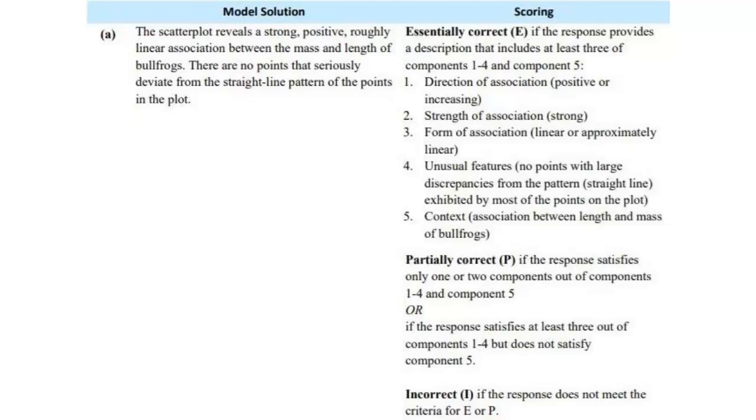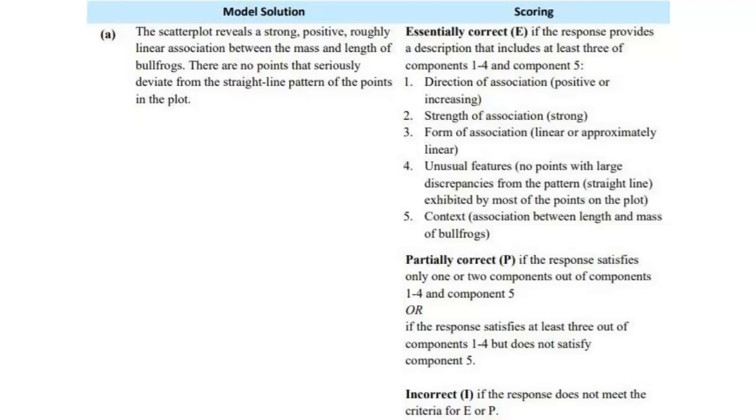context. So you have to have direction, positive or increasing, one of those words or something to indicate that. They could say as one goes up, the other goes up. That would indicate a positive association. Strength of the association. I would accept strong or moderately strong. If they just write moderate, that's an adjective. That is describing either strong or weak, but moderate by itself would not work.